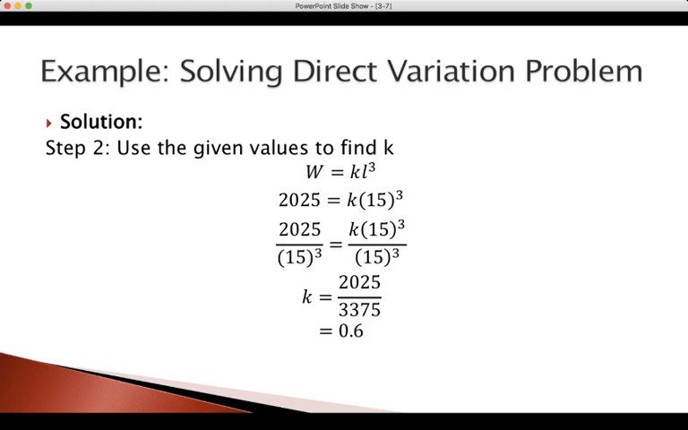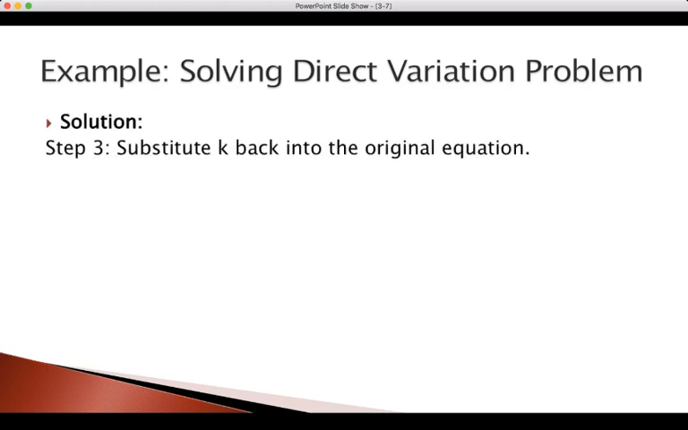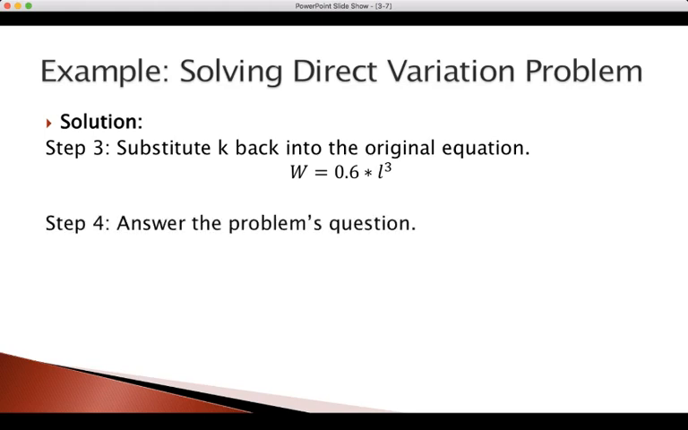Now that we have this in hand, we can sub it back into that original equation, and then we get an equation of the form W is equal to 0.6 times L cubed. Now we have our equation. Now we can start taking in the lengths of sharks and figuring out their weight. So, now we need to answer the problem's question. We want to figure out the weight of a 25-foot-long shark.